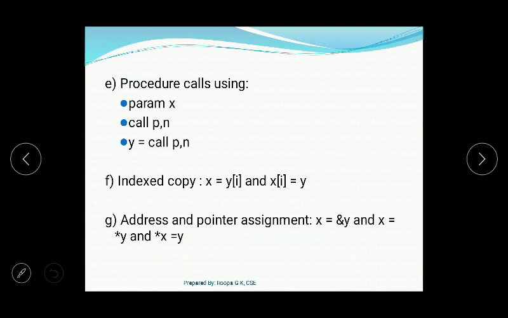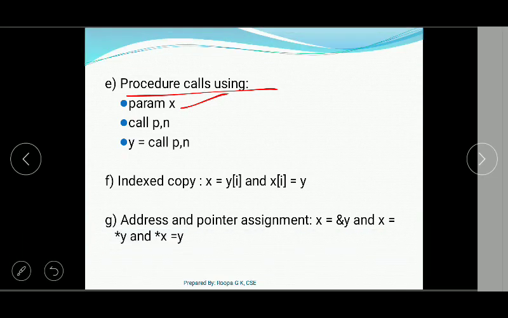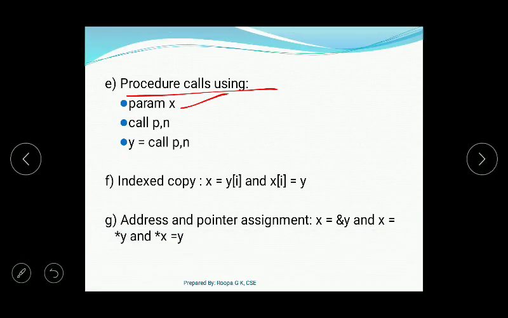Next, procedure calls. Function calls use param x, which means parameter x. What are the possible parameters used in the program? Then how do we call this function using the 3 address form? Call of p comma n.